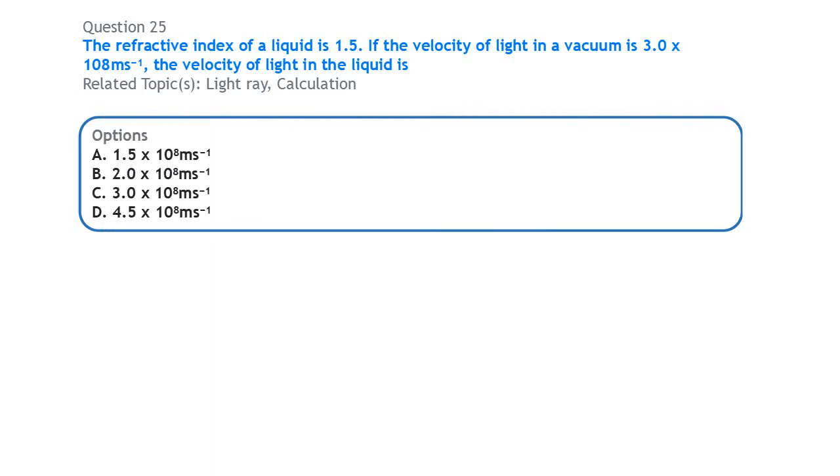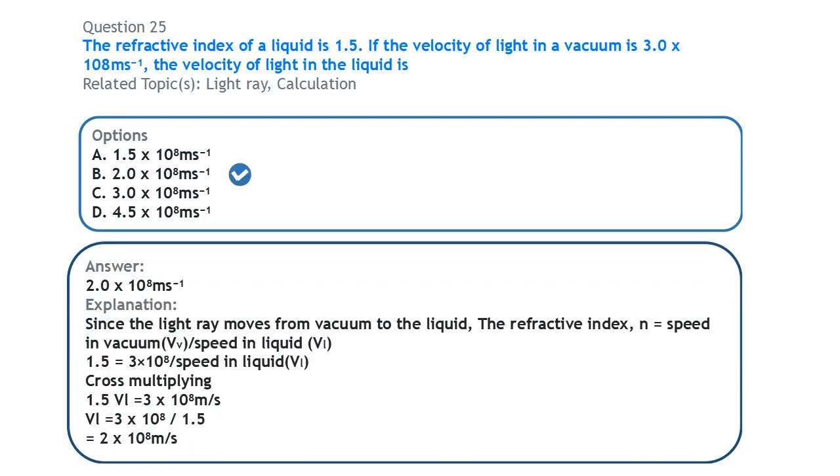My next question is on light ray. The refractive index of a liquid is 1.5. If the velocity of light in a vacuum is 3.0 times 10 raised to the power 8 meters per second, the velocity of light in the liquid is. So, since the light ray moves from vacuum to the liquid, the refractive index will be equal to the speed of the light in the vacuum over the speed of the light in the liquid. So we have the refractive index n as 1.5.